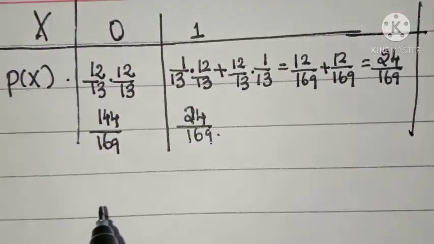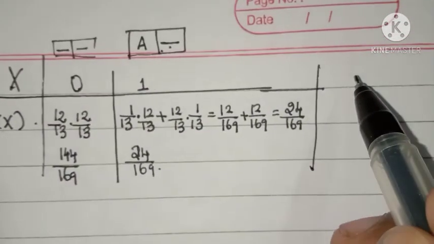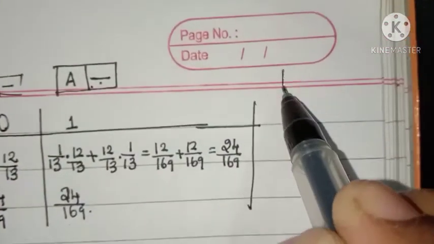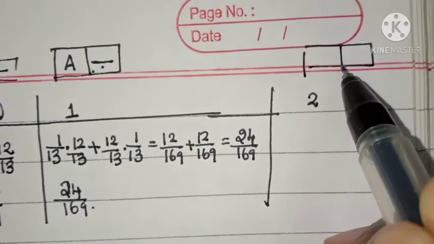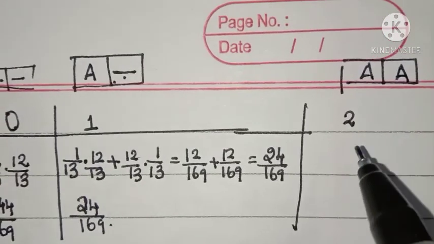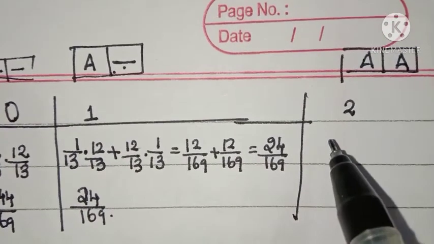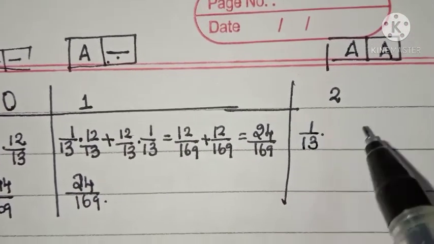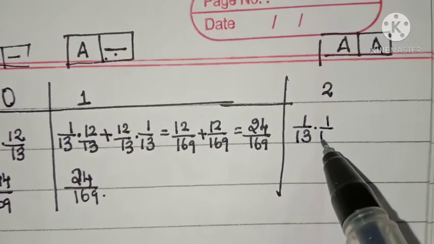Now the third value is X equal to 2. X equal to 2 means in the first draw we get an ace card and in the second draw it is also an ace card. So the first draw is 1 by 13 and the second draw is 1 by 13.